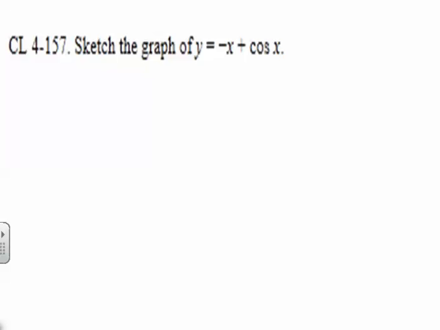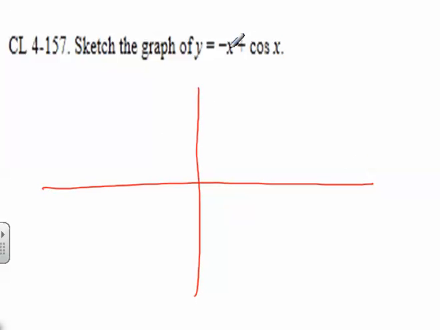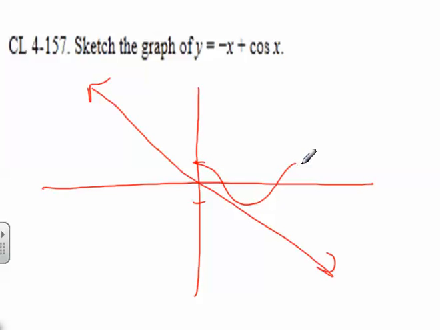Okay, sketch this graph. All right, we've got a line and a curve going on here. So we need to put the two of them together on the same graph to start with. So this is a negative x, so that means it's got a negative slope going like this. So there's the negative x. This one right here, cosine, we start here at 1, go down to -1, start up, go down, up, down, it goes like this.